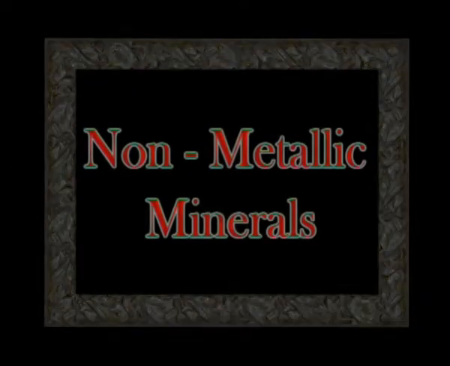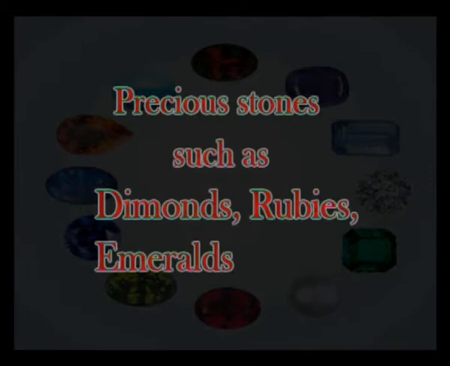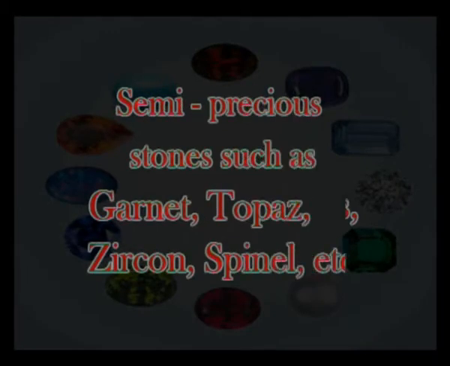The next is non-metallic minerals. These are generally inexpensive and are needed in large quantities for their exploitation. The important non-metallic minerals include gemstone. Gemstone is a precious stone such as diamonds, rubies, emeralds and semi-precious stones such as garnet, topaz, zircon, spinel, etc. These are generally used for jewelry.